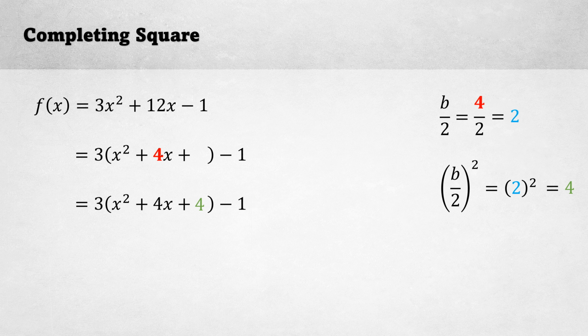We have now added something to the expression and have changed its value, so we need to balance it out. It seems like we have added a 4, however, there is a 3 outside parentheses that affects 4. So technically, we have added 3 times 4 to the expression and need to subtract 3 times 4 from the expression to balance it out. We've now completed the square and have transformed the quadratic function from the standard form to the vertex form.